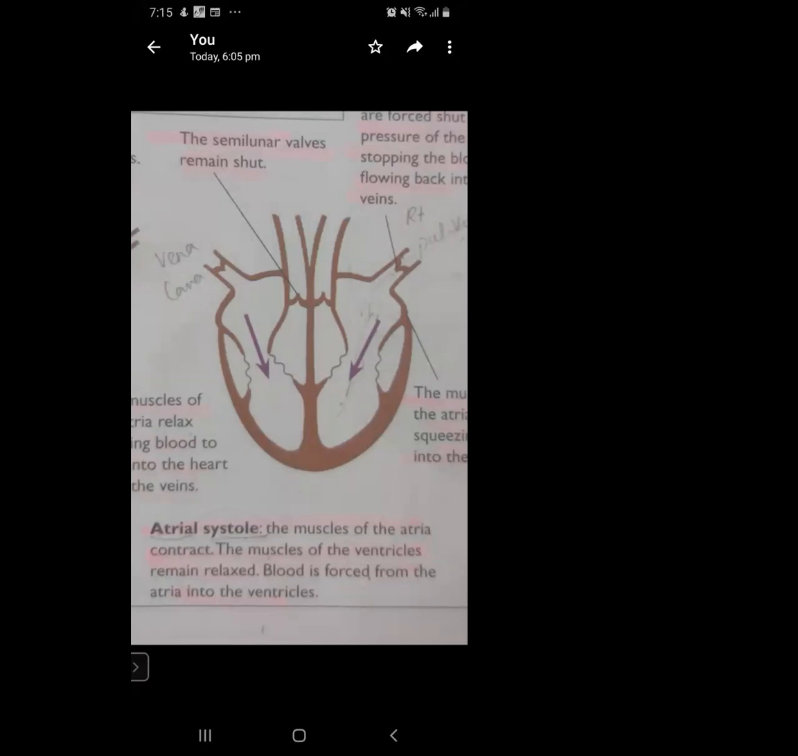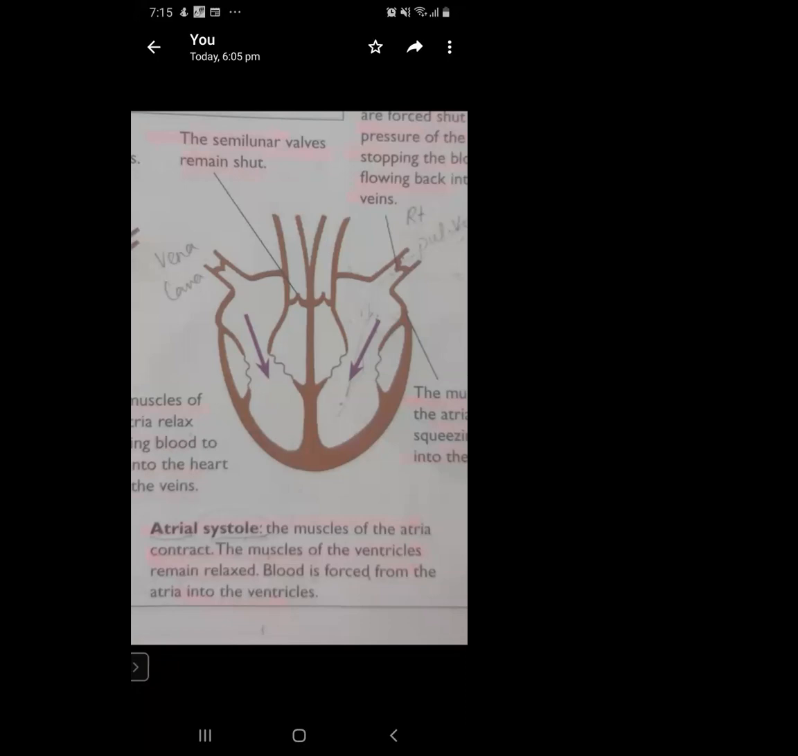Now here they are calling this atrial systole, meaning first they got filled with blood, now they are squeezing to squirt all that blood into the ventricles. Now the ventricles are filling and the atria are emptying their content into the ventricles, okay? So the ventricles will expand a little because they are getting filled by blood. So this is called atrial systole. You can even call this ventricular diastole because the ventricles are also getting filled, so they're expanding, right?